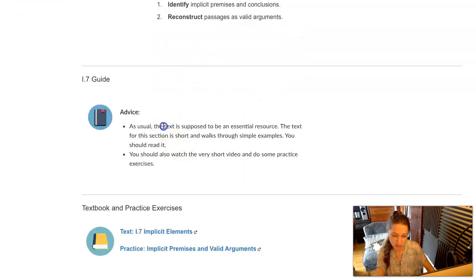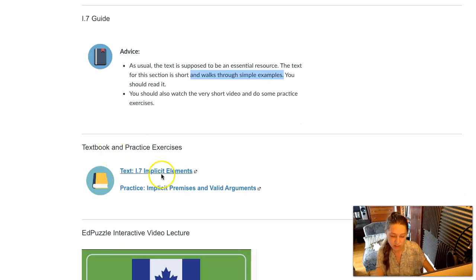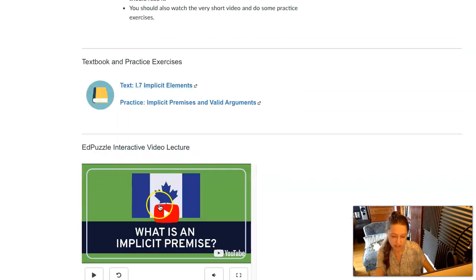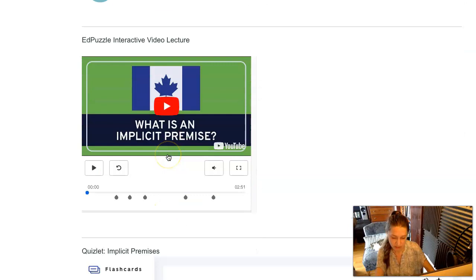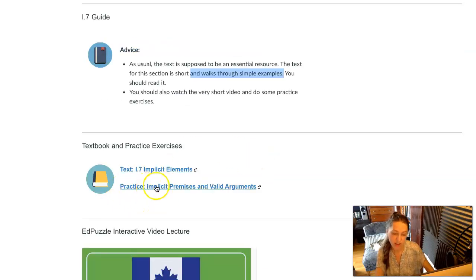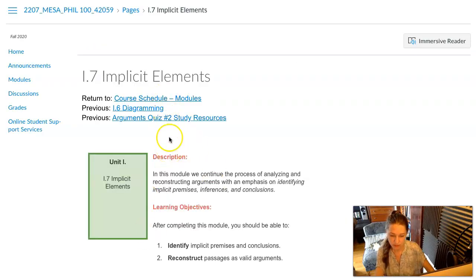The text this week, as usual for Unit 1 stuff, is supposed to be essential. It's not that long, and it goes through lots of examples, and looking at examples is super important. So definitely do read the text. There is an interactive video to go with it. That's also good. And then, as usual, there are extra practice exercises with complete solutions. Okay, so that's our plan for Unit 1. We're making the implicit bits explicit and doing it in a way that ideally makes the argument valid.